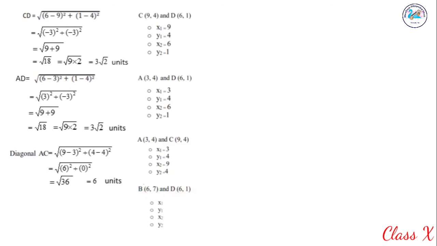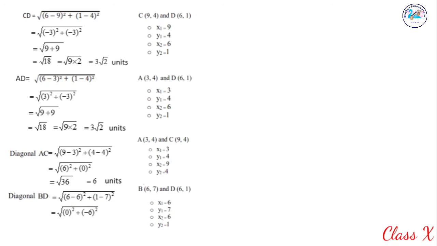B (6, 7) and D (6, 1) are written. x1, y1, x2, y2 is written from the given points. Then use the distance formula to calculate the length of the diagonal BD. That is equal to x2 minus x1. x2 is 6, x1 also 6. So 6 minus 6 the whole square plus y2 is 1, y1 is 7. That is 1 minus 7 the whole square.